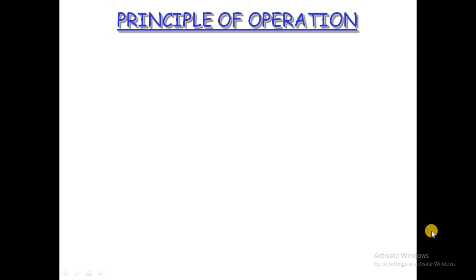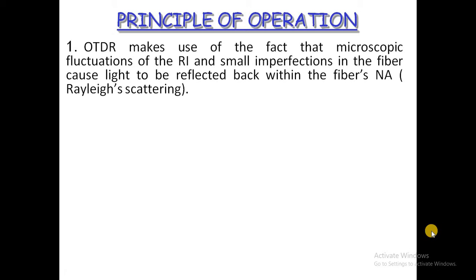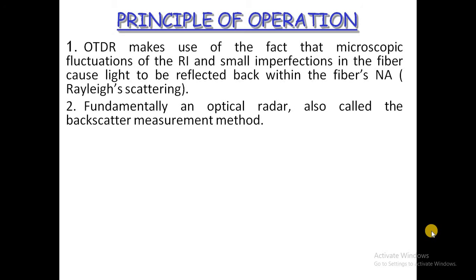So what is the principle of operation of the OTDR? The OTDR makes use of the fact that microscopic fluctuations of the refractive index and small interactions in the fiber cause light to be reflected back within the fiber's numerical aperture, which is Rayleigh scattering. When the light travels inside the optical fiber, it is reflected back, and we measure that through the oscilloscope. By using an oscilloscope, you can measure how much the power decreases from the original wave.